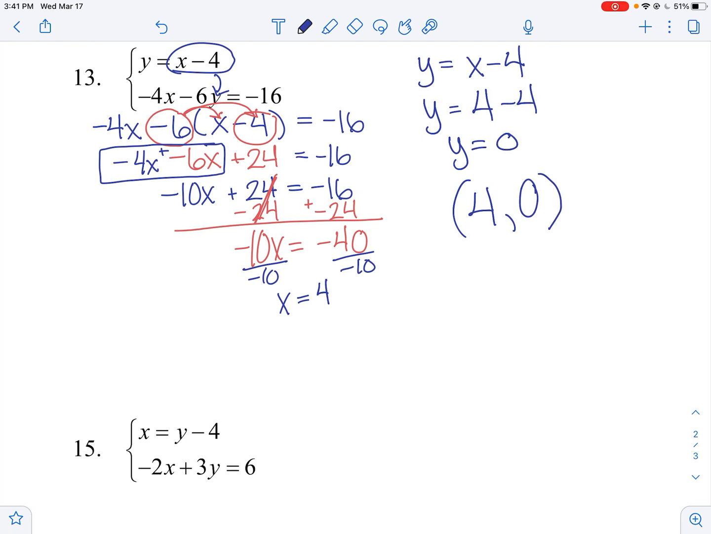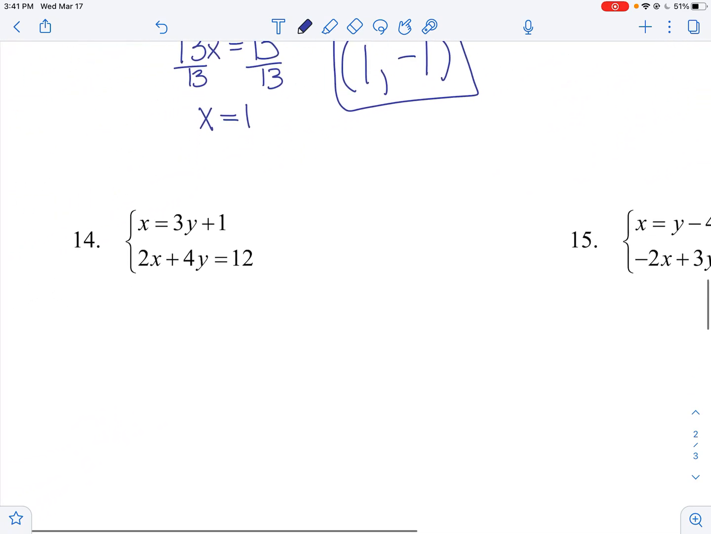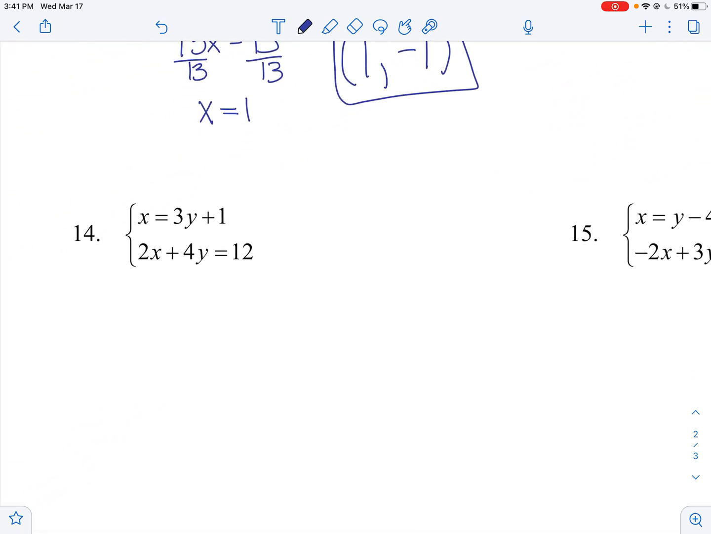Okay, we're almost there, only 2 problems left. Should be getting this a little bit by now. It's okay if it's still a little bit difficult. It's not an easy process, but we will get there.